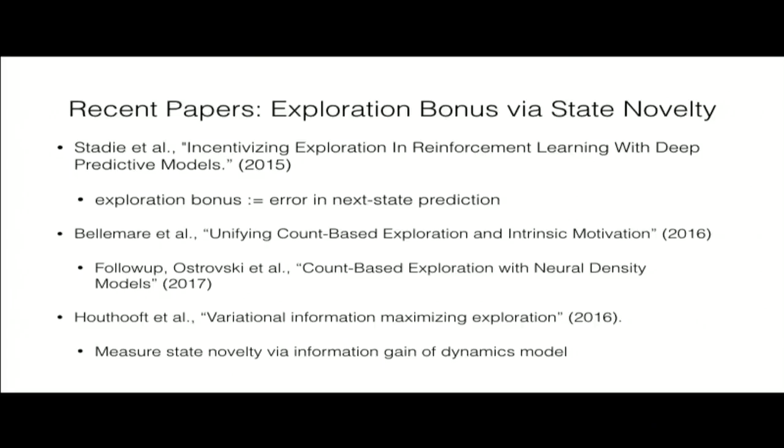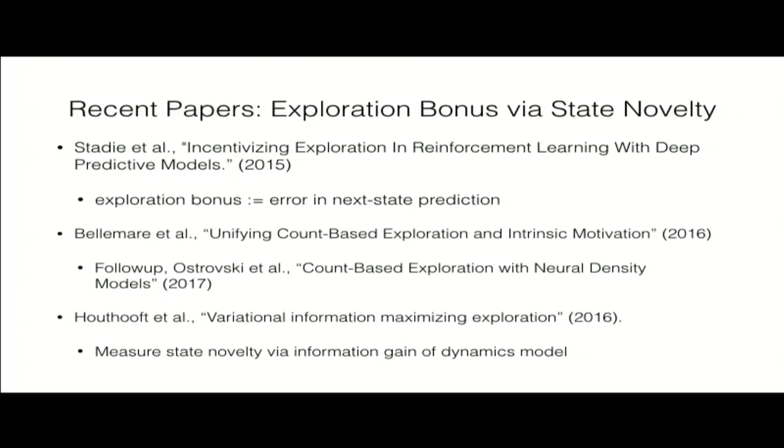So one way to address this is to actually look at information gain instead of prediction error. That's what this paper tries to do, variational information maximizing exploration. The authors use a distribution over dynamics models of the system, and provide a reward if there's an update to that distribution, so if information is gained.